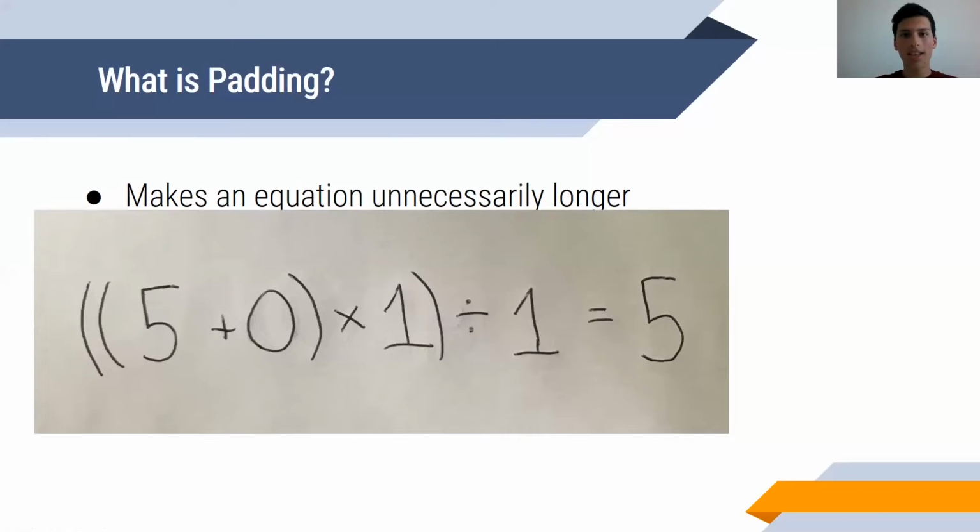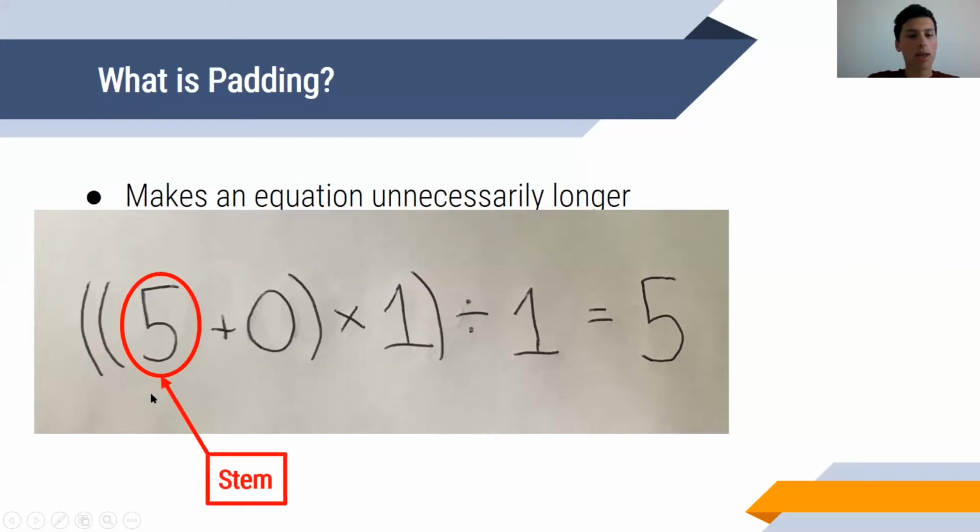So first of all, what is padding? Well, padding unnecessarily makes an equation longer. So if you look at this example, this is 5 plus 0 times 1 divided by 1. 5 is the stem of this equation. Adding 0, multiplying by 1, and dividing by 1 keep this stem the same. They don't change it at all. So in the end, this is all equal to 5, although this is the real core of this equation. This is all just unnecessary junk attached to it.